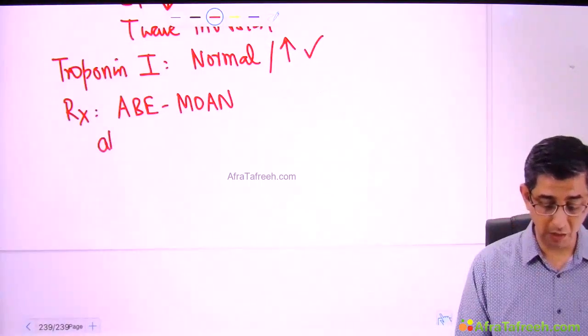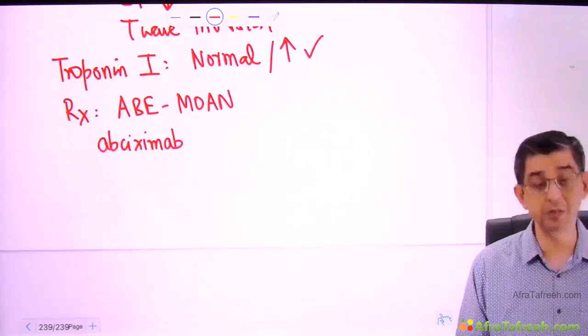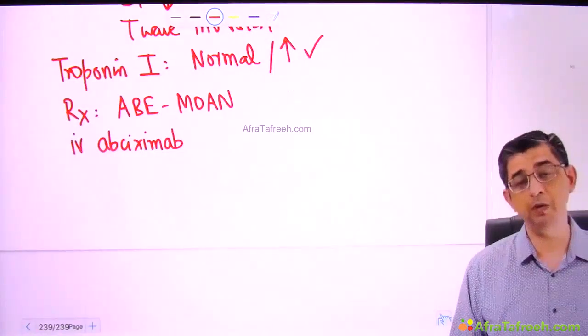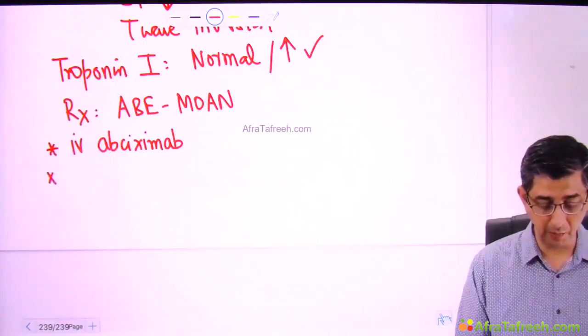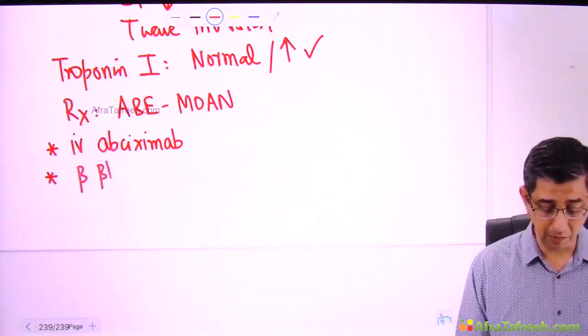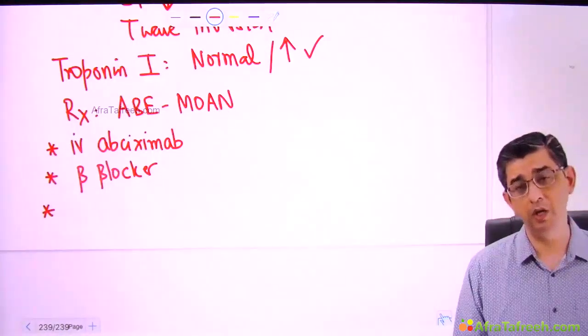In ABEMON, alphabet A would stand for abciximab. This is going to control the platelets from misbehaving. As I've highlighted and you know from pharmacology, abciximab prevents the interaction of the platelets, ultimately resulting in thrombus formation. And I will be using B, that is beta blocker, because that will reduce the oxygen consumption of the heart. So I can give IV metoprolol.